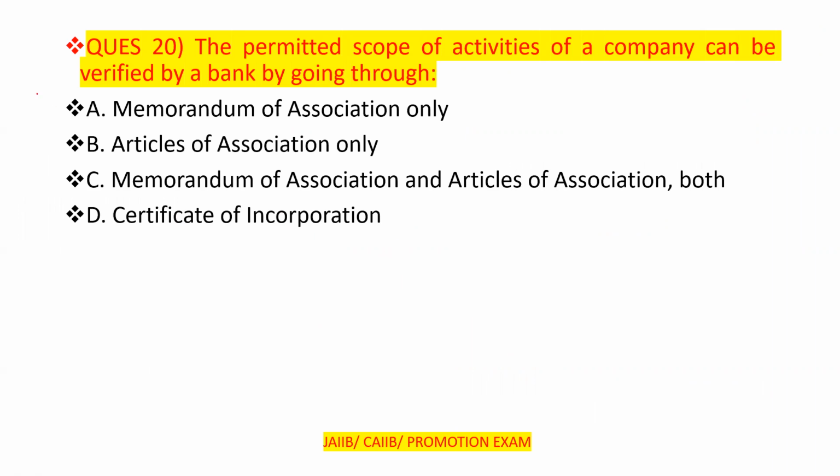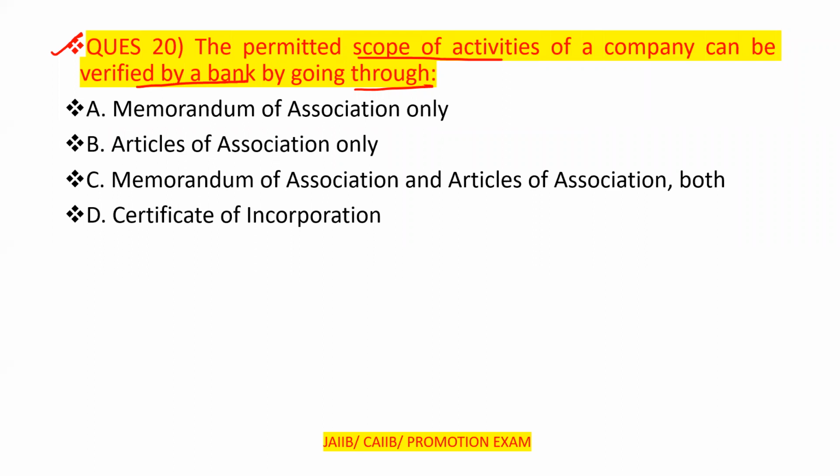Question number 20 is presented on your screens now. Please tell fast what is the correct answer. The question says: the permitted scope of activities of a company can be verified by a bank by going through.